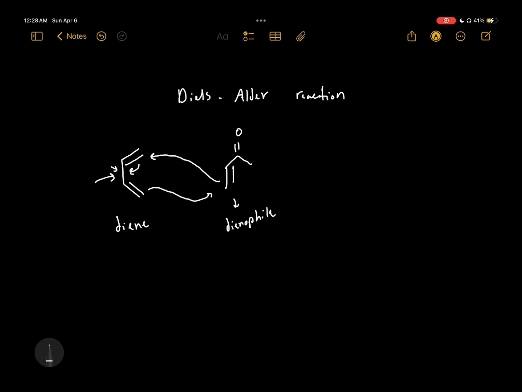And so the product would look like this: a six-membered cyclohexane with our original carbonyl group. And these methyls I added because some existed here.